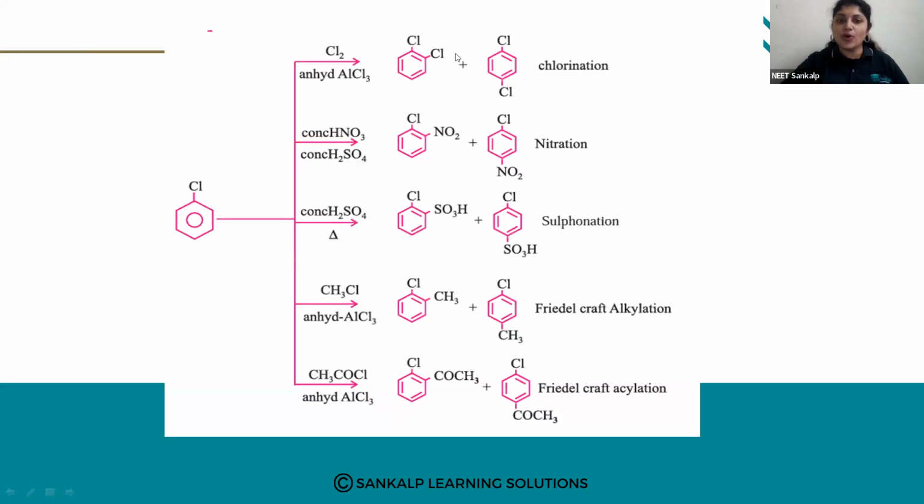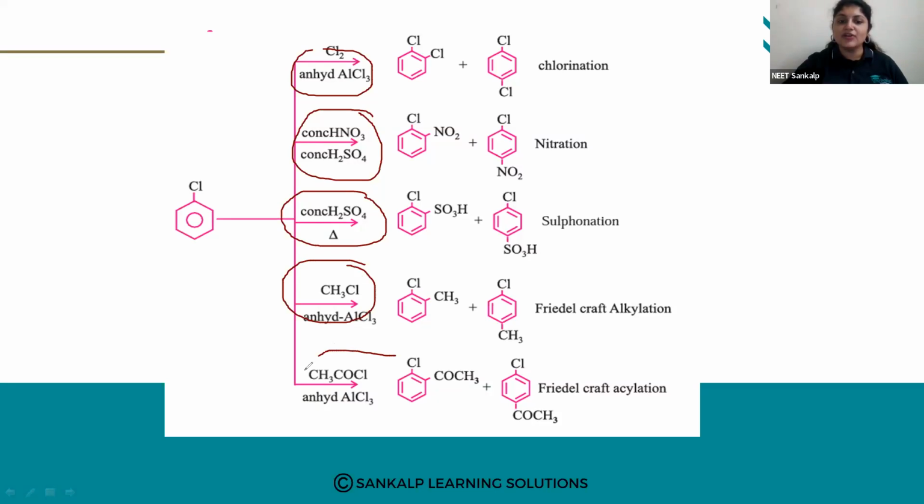What you need to remember here are the reagents. For halogenation, what is used? For nitration, which reagent is used? For sulfonation, which reagent is used? For Friedel-Crafts alkylation, which reagent is used? For Friedel-Crafts acylation, which reagent is used? Which is major, which is minor? We'll just see all these once again.